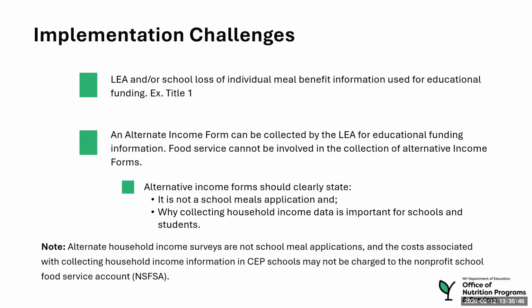So the schools can use an alternate income form, and this can be collected by the LEA for this educational funding information, but food service cannot be involved in the collection of an alternate income form. So that alternate form should clearly state that it's not a school meals application and the reason why you're collecting this data and why it's important for the schools and the students. So our department does have a template for an alternate income form. I believe it is linked at the end of this presentation, but if anybody wants to look at that, you can just send me an email. I can send you a copy of it.